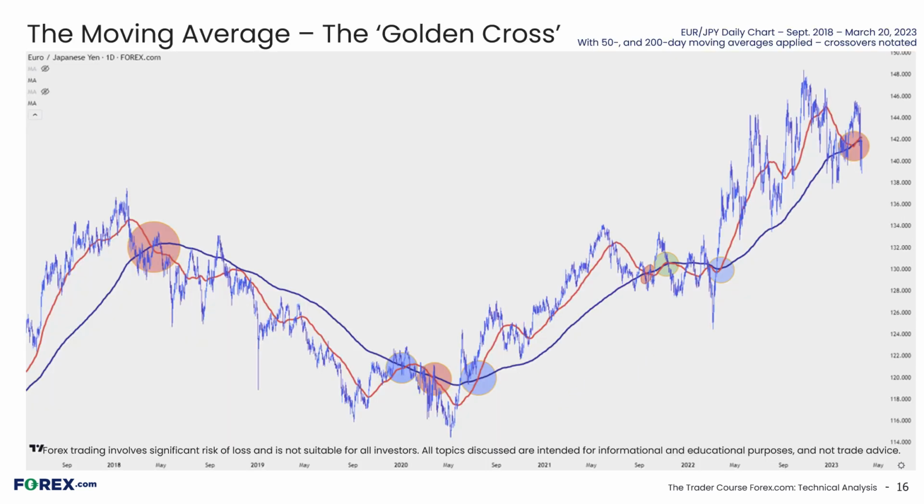This is a daily chart of Euro-Yen going back to September of 2017, and there are two different moving averages applied here, with the 50-day and 200-day. When the 50-day goes up and over the 200, that's called the golden cross, and is often considered as bullish. I've noted three different golden crosses here with blue circles, while the red circles are the opposite, the death cross, when the 50-day moving average crosses down and below the 200.